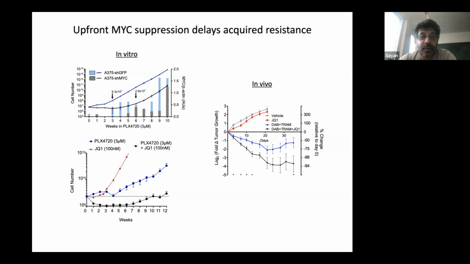What we're showing you on the plot right below it, so this is the bottom left panel, is if you combine two different inhibitors, that is your black curve, you get much better results. And again, that's in vitro. On the right is in vivo in mice. And what we're showing you is that if you combine these two inhibitors, DAB plus TRAM, plus DAB plus TRAM plus JQ1, you do better. Having more drugs there, having a cocktail, works better than having one or two.